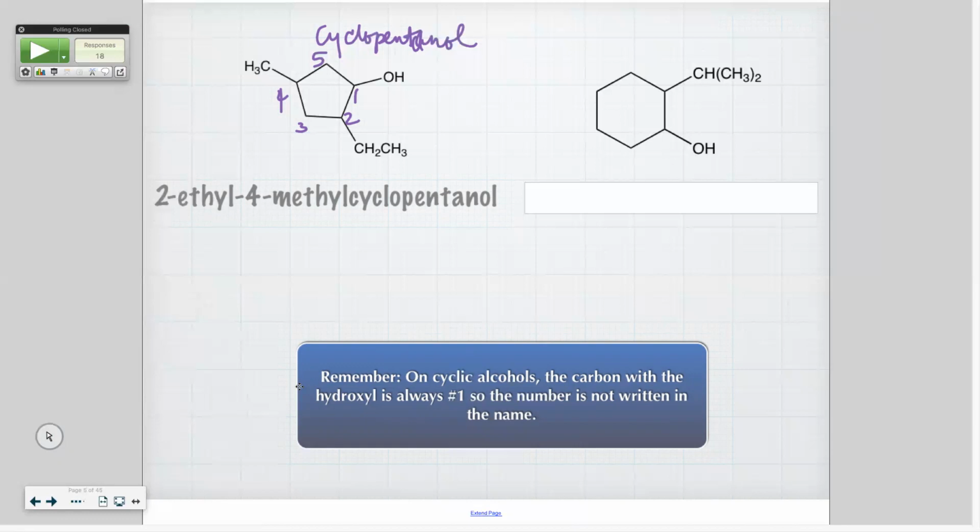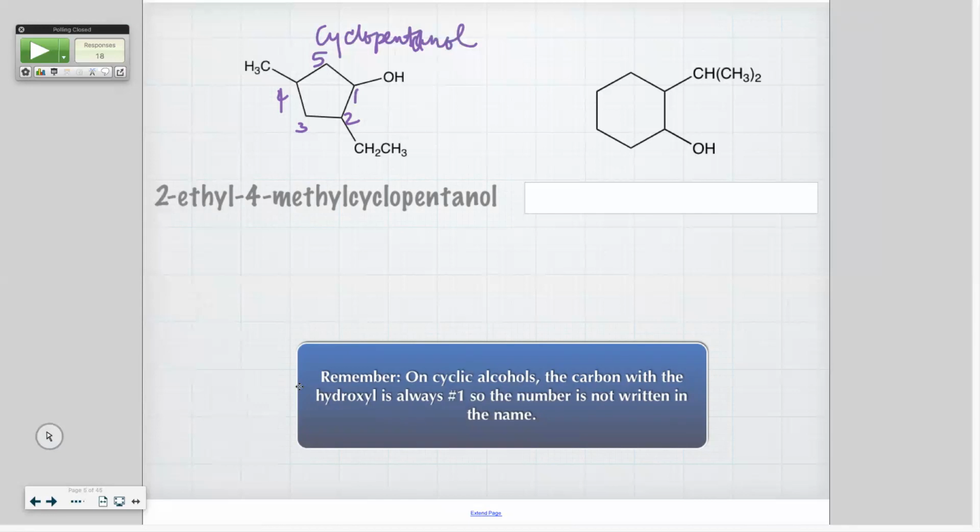Okay, remember to go for lowest numbering first. What if the numbering is the same? Then what do you do? Like one way you get 1, 3, 5. The other way you get 1, 3, 5. How do you know which way to go? What was the rule? Alphabetical. But you only do that if the numbering is the same.